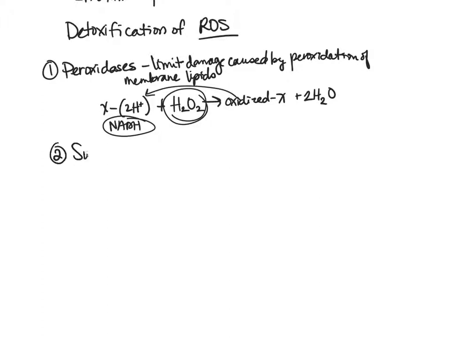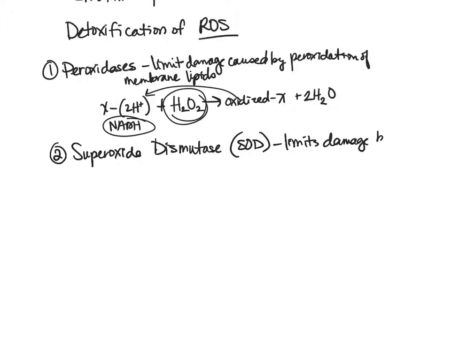The second one is called Superoxide Dismutase, or SOD. So superoxide dismutase. This one is not for peroxidases, but is for that superoxide anion. So it limits damage by the superoxide anion. So in this reaction, we have 2 molecules of the superoxide anion, and then that is going to be added to water. Here's the 2. Then what that changes into is hydrogen peroxide plus oxygen.